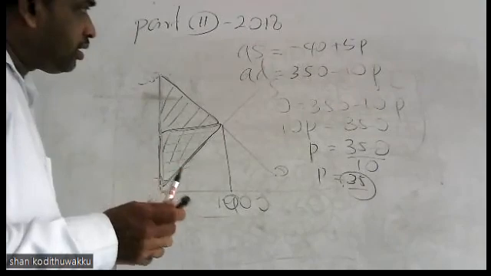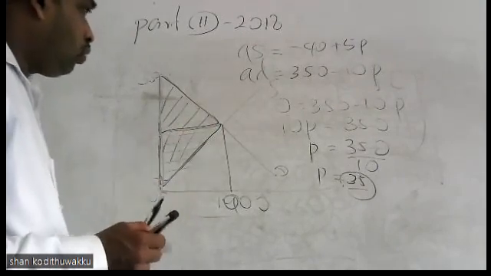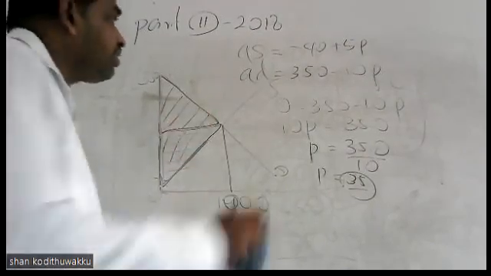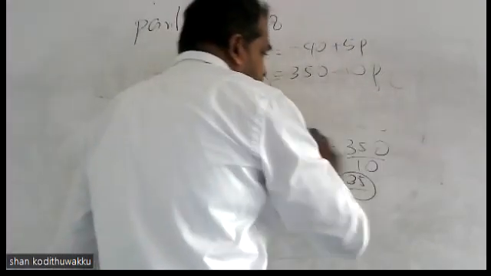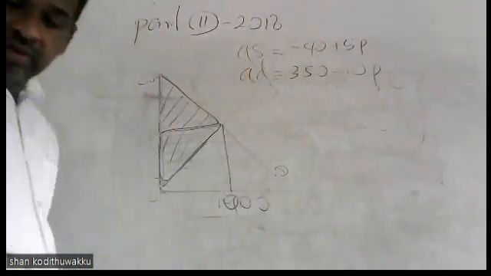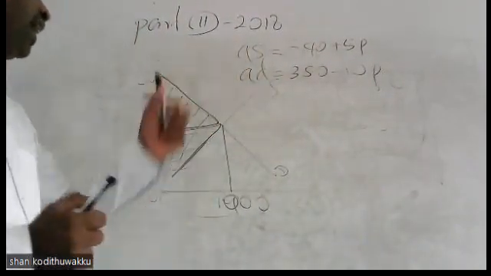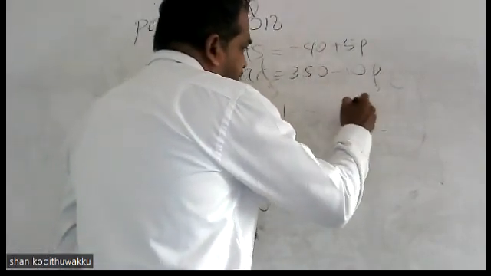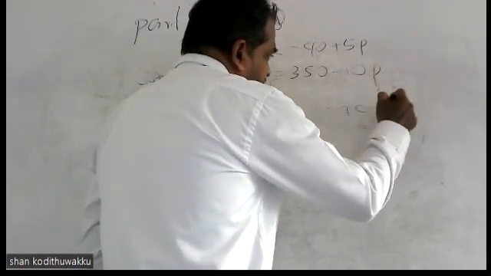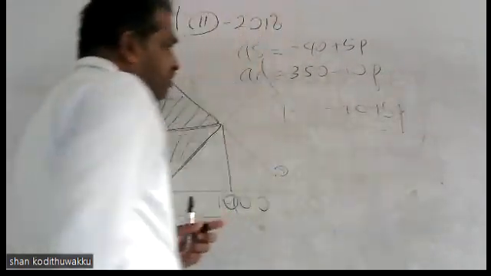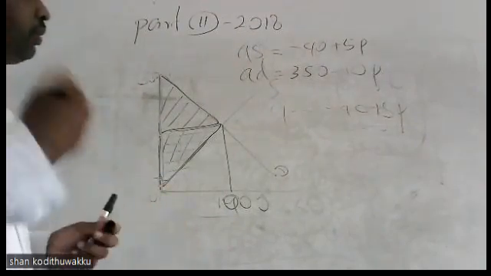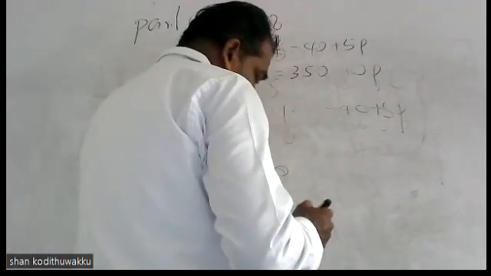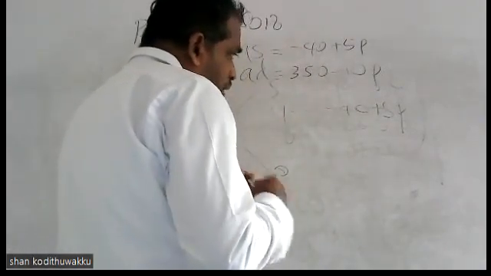Then you can find the lowest price. The suppliers are ready to provide like this. You can use the supply equation to find the lowest price the producers are ready to supply. For that purpose, you use the equation QS equals minus 40 plus 5P. Instead of QS, you just apply zero, because when the quantity supplied is zero, you are going to find the price.